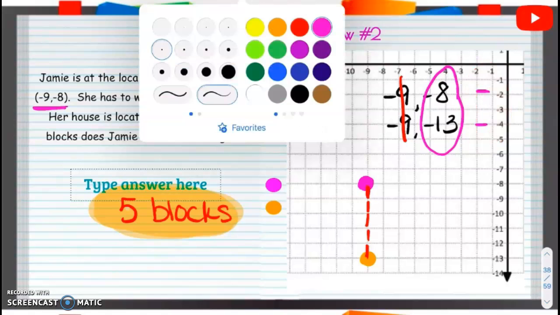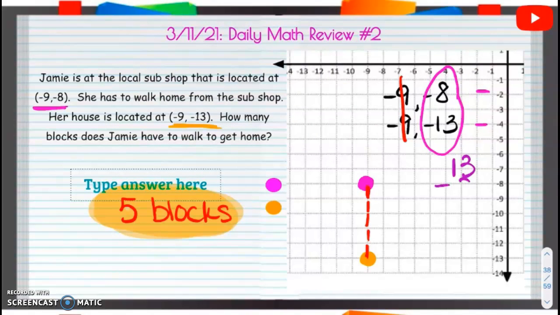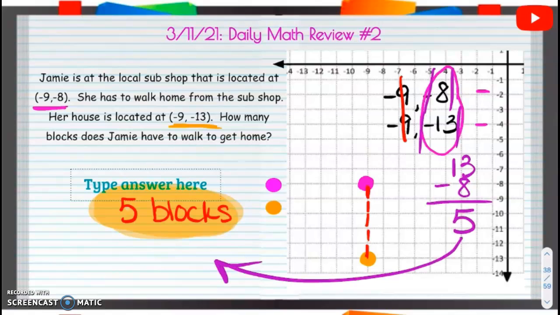So 13 minus 8, we're going to take the absolute value, remember. 13 minus 8 is going to be 5. And look at that. We got the same answer. So that's it for our DMR 2. Great job.